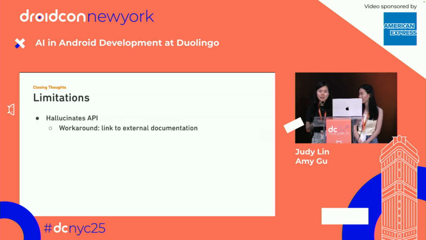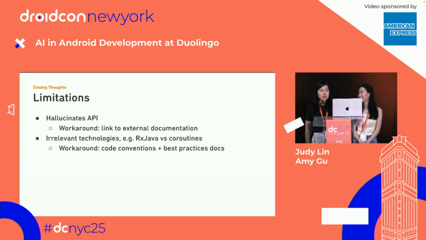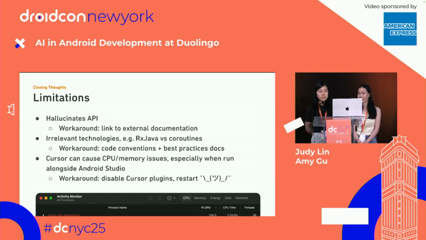So one is hallucinating APIs. A workaround is to link to an external documentation webpage so that it can reference it for itself. AI can also introduce irrelevant technologies. For example, Duolingo still has a lot of RxJava in older parts of the code base, but AI tools tend to generate code with coroutines. So the workaround here is to feed it your code bases, best practices, and code conventions, such as Cursor rules.